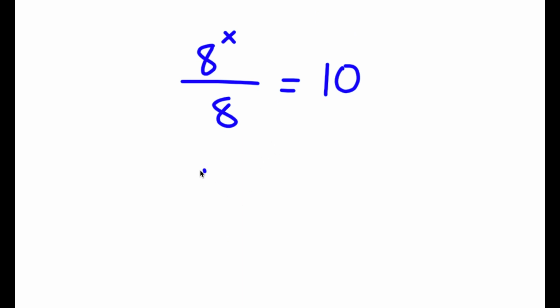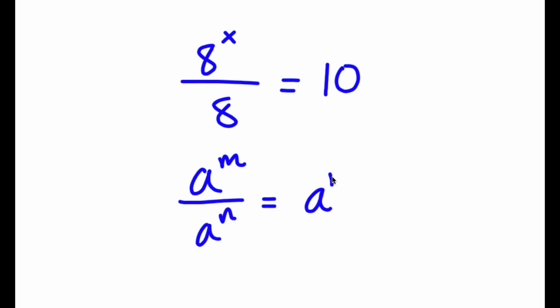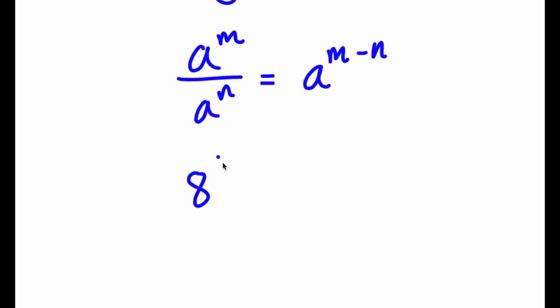Now, if I have something in the form a to the power of m over a to the power of n, this is equal to a to the power of m minus n. So a to the power of x over 8, well, 8 is the same thing as a to the power of 1. So I get a to the power of x minus 1 is equal to 10.